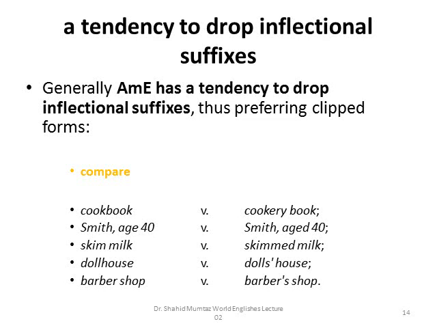Smith age 40, Smith aged 40. Here also the D in aged is inflectional, bringing some change to the word, so they are just dropping it in American English. Skim milk instead of skimmed milk. They use dollhouse instead of doll's house, and barber shop instead of barber's shop. So there is a tendency in American English to drop inflectional suffixes and use clipped forms.